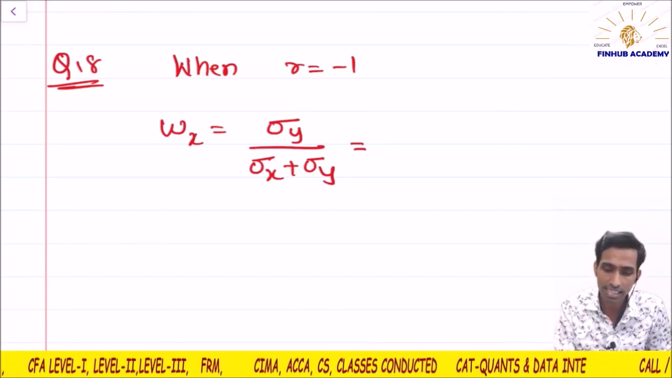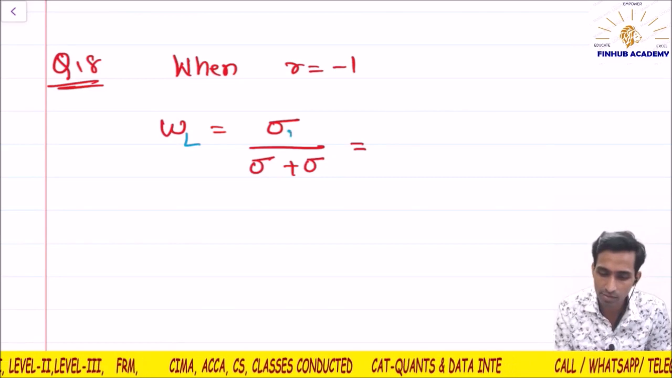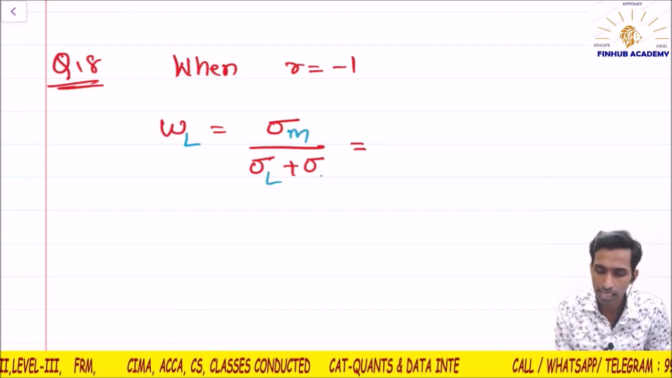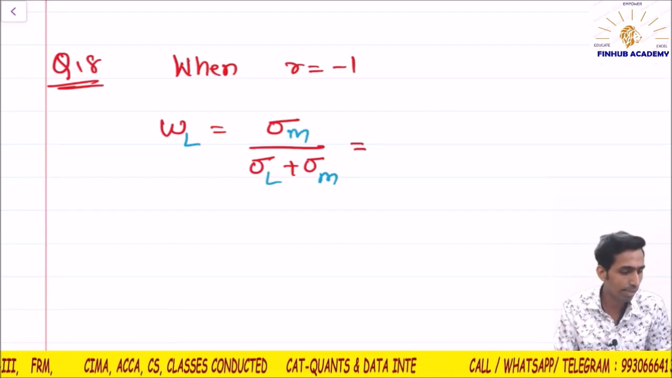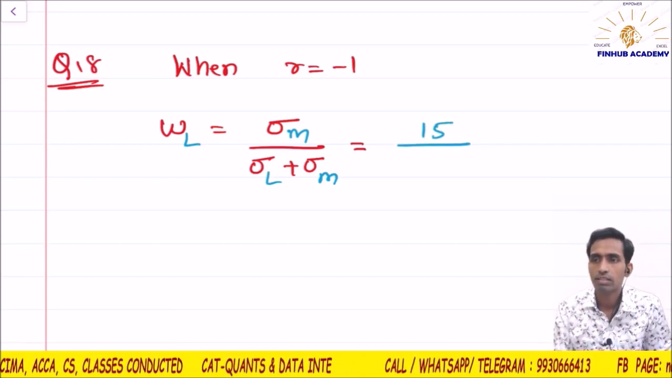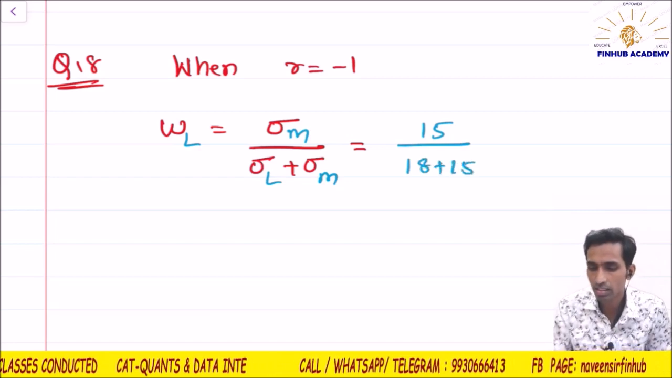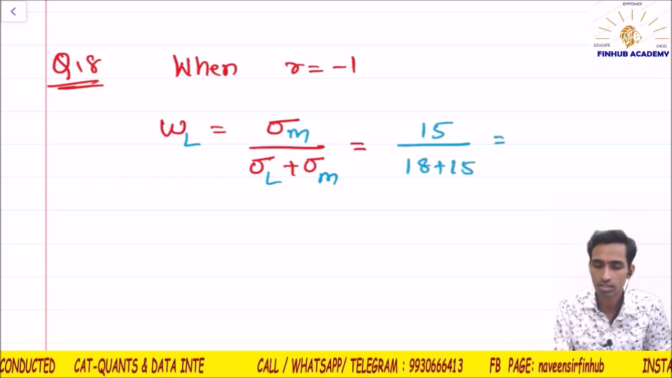Okay, let's say this is L, then this will be M. Okay, this will be L plus M. So standard deviation of M is how much? 15%. 15 divided by 18 plus 15. I hope you are understanding. So answer is how much?